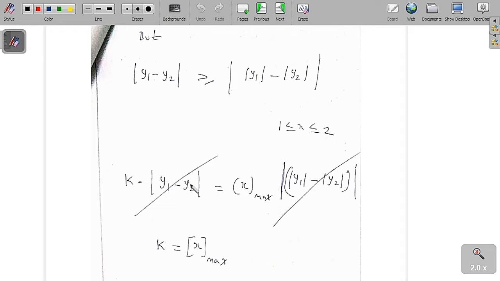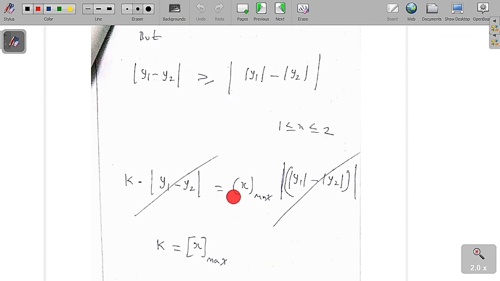So finally I can say I am equating these two constants. These two constants are equal whenever you go for the maximum value of x. At that condition only both will be equal because mod of y1 minus y2 is always greater than or equal to mod of y1 minus mod of y2. So this is always true irrespective of the values y1 and y2. You can substitute any value and you can even check also.